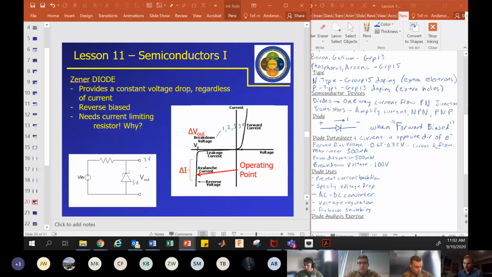And your book talks about that, but also points out that if you have an application that needs that controlled very well, you want to use a more sophisticated voltage regulator. Okay. But that's a Zener diode. We will not use those in class.